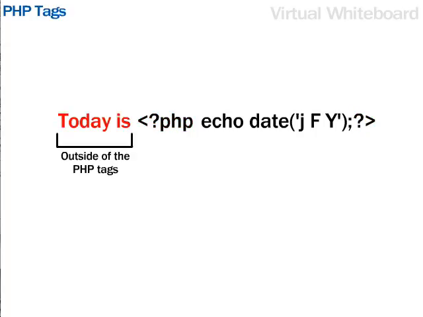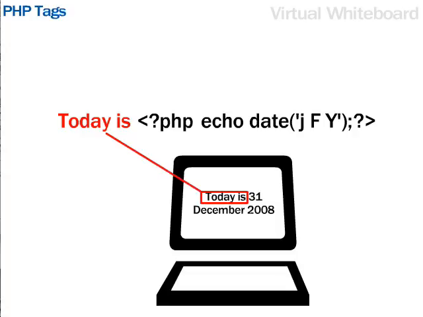Just remember that anything that is not enclosed in PHP tags will be passed straight through to the browser exactly as it appears in the script. So, in the example we just used, the text "Today is" will appear before the generated date when the page is displayed.